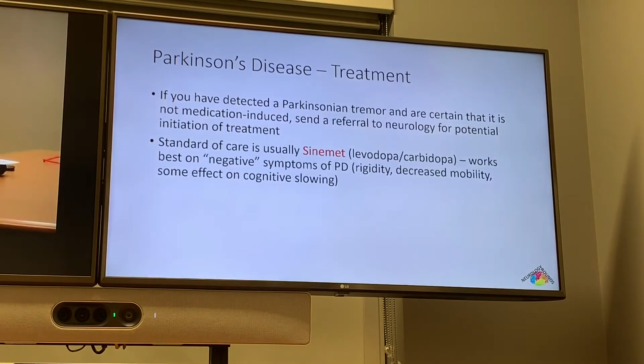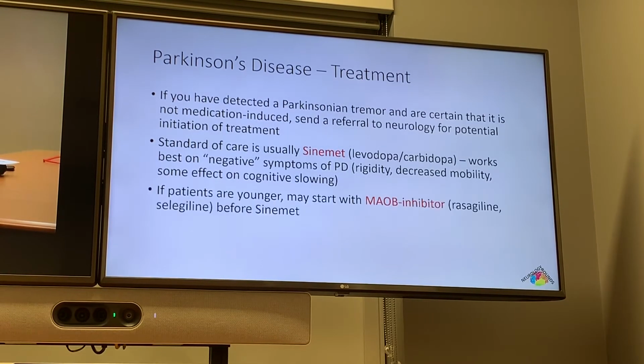So standard of care is usually Sinemet, a combination of levodopa and carbidopa. It works best on the negative symptoms of PD. That term is usually more commonly used when referring to symptoms of schizophrenia, but I like categorizing it that way. So think of all the symptoms that usually are decreased or go down. The rigidity or lack of movement, the decreased mobility, and some of the cognitive slowing are most responsive to Sinemet. Unfortunately, the tremor tends not to be.